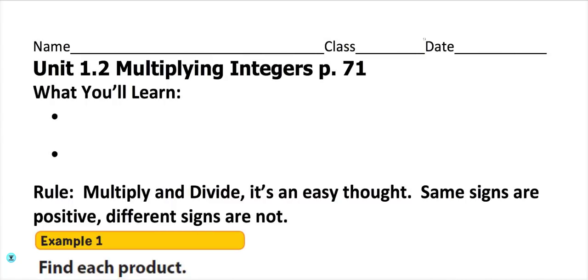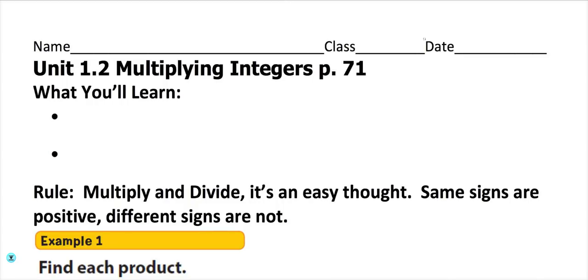This is Unit 1.2, Multiplying Integers, and this is page 71. Go ahead and put today's date up there in the box for me, and you don't need to put your name and class hour unless it's not on the first one, so make sure you have all that. And let's take a look at today's objectives.